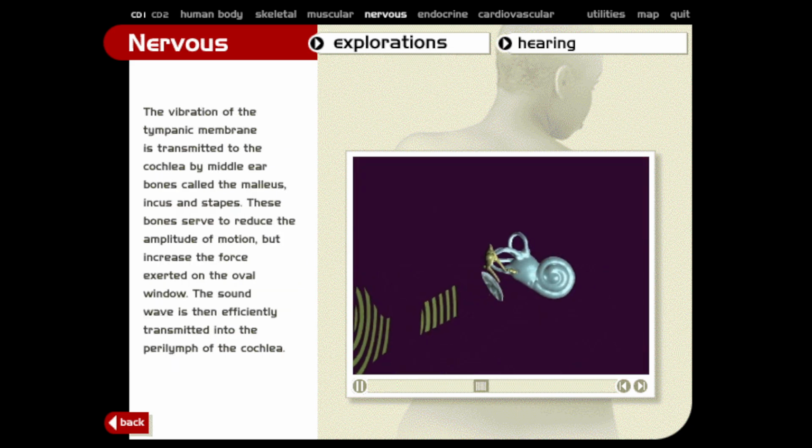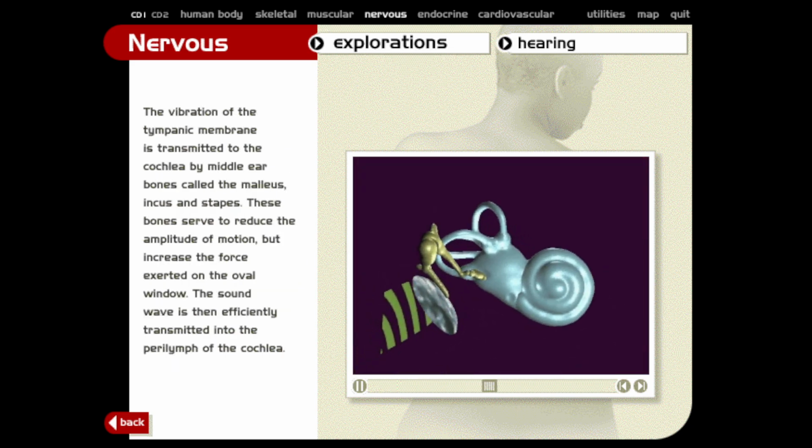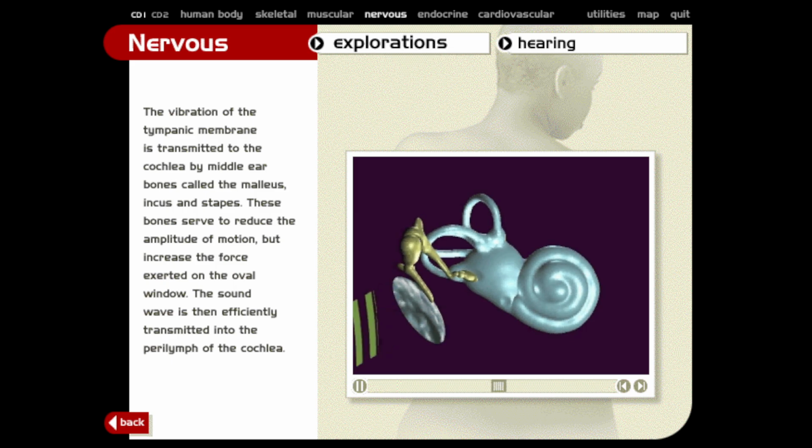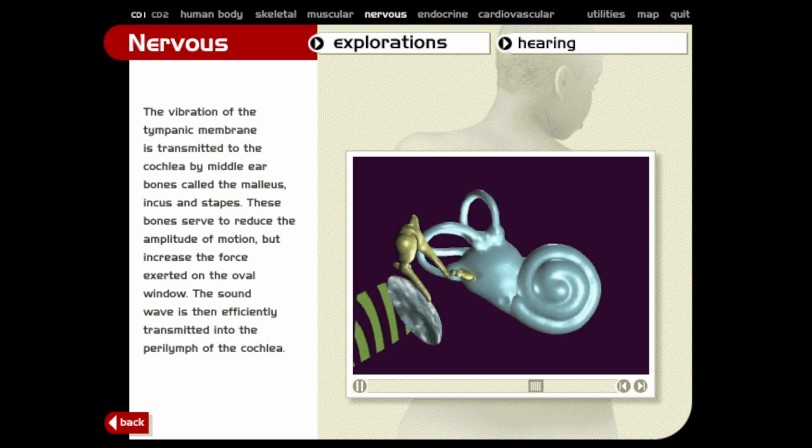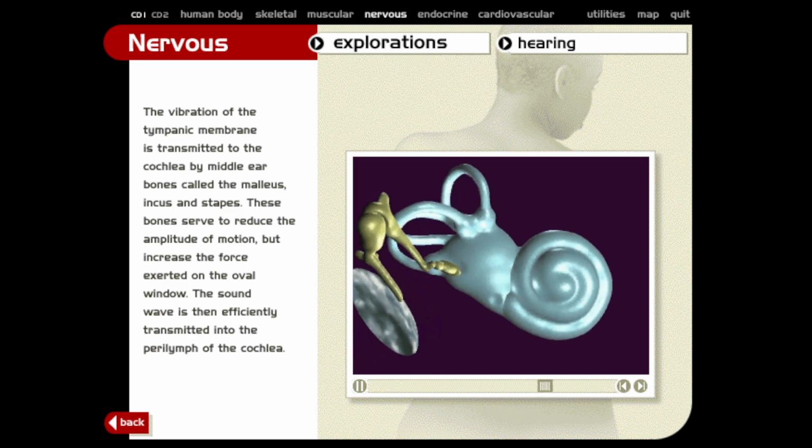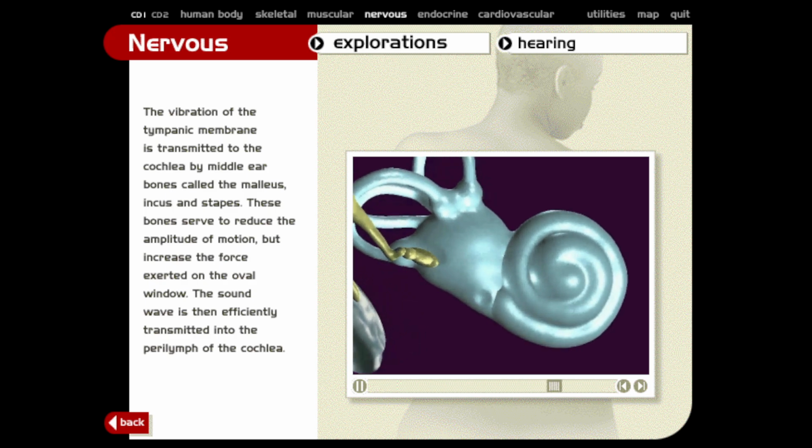The vibration of the tympanic membrane is transmitted to the cochlea by middle ear bones called the malleus, incus, and stapes. These bones serve to reduce the amplitude of motion but increase the force exerted on the oval window. The sound wave is then efficiently transmitted into the perilymph of the cochlea.